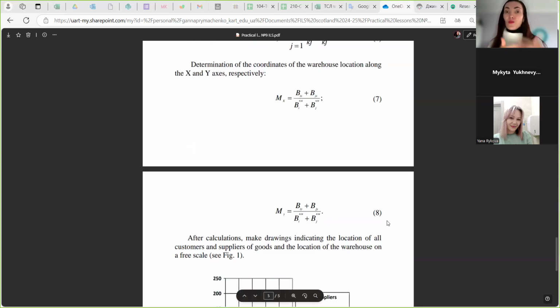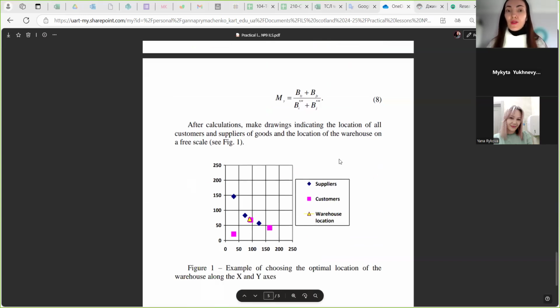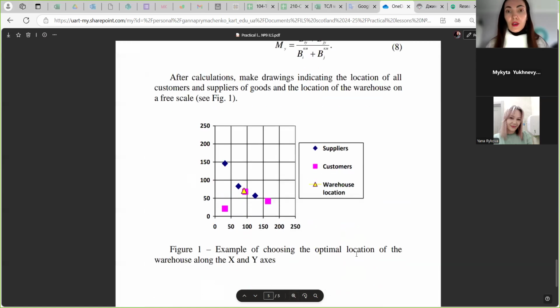After calculating all the formulas, we need to make such figures, the same as we have now in our methodics. I can do it maybe more. Okay, maybe it is okay. So we used only positive lines of our axis. We already did it in our previous lessons, if I remember well. So we already have such features, but we don't put the location of our warehouse.